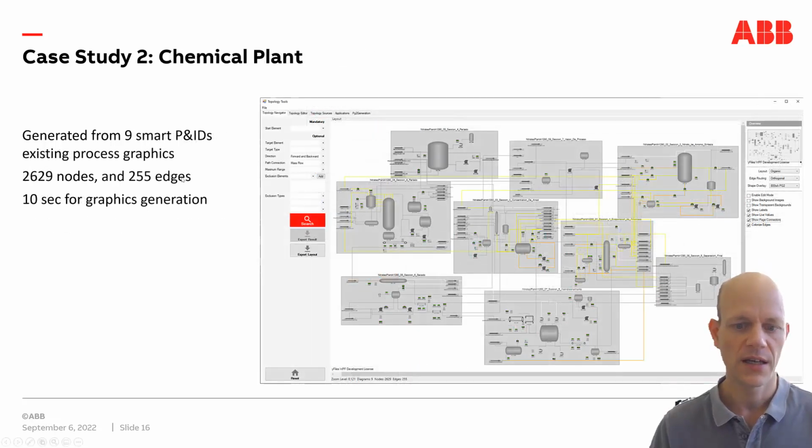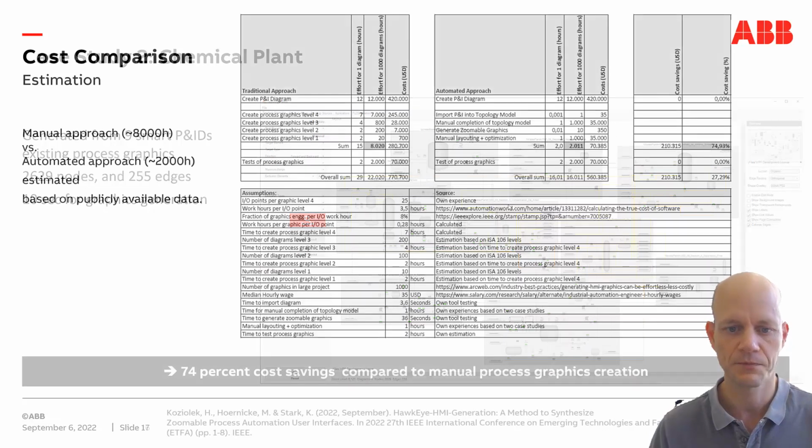And then in a second case study, we looked more at the density and the level of detail that we could achieve. This is also the case study that you saw on the demo. This was based on a chemical plant. It was generated from smart PNIDs, and here we generated 2,600 nodes and had 255 edges. Generation was quite fast because it was only 9 different screens, so only 10 seconds were spent on generating the graphics. This showed us also that we can have this very high level of detail based on smart PNIDs.